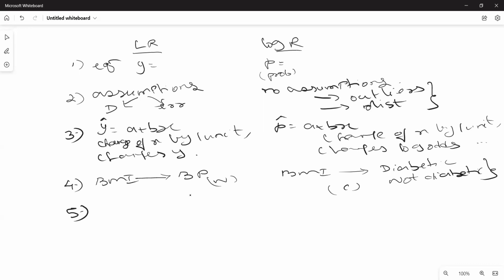And yes, there is one more: the error terms. In linear regression, we talk of the errors, which is the sum of squared errors. Whereas in logistic regression, we talk of the technique called maximum likelihood estimate. Okay, any questions from anyone on the differences?